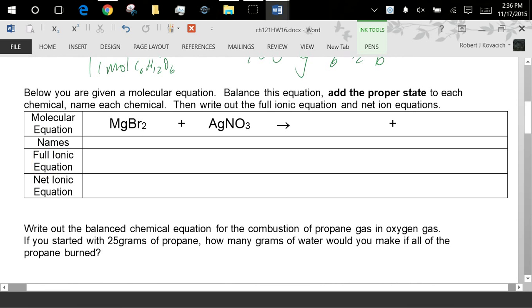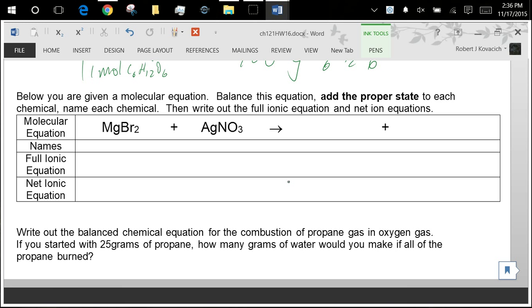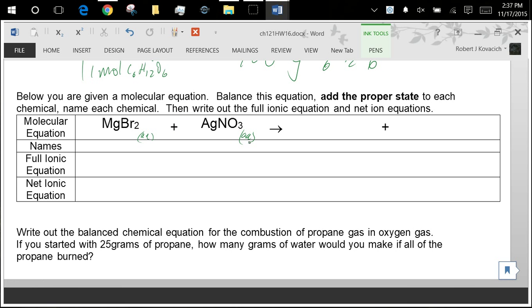Okay, so what are we going to do on the other side of this equation? What's the state of these things that are already written? Why do they have to be aqueous? Okay, so they're soluble because of the bromine and they're soluble because of the nitrate, but how do you know there's water there?